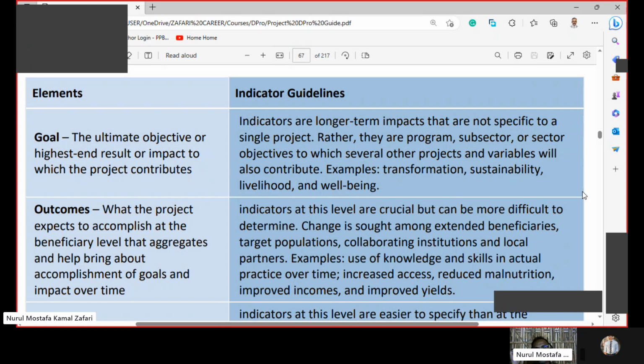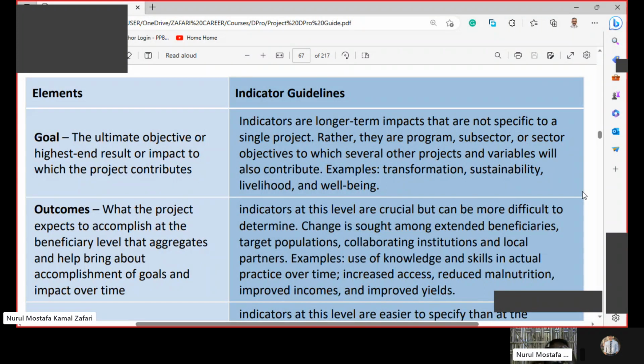And indicators at this level are crucial, but can be more difficult to determine. Change is sought among extended beneficiaries, target populations, collaborating institutions, and local partners. Examples: use of knowledge and skills in actual practice over time, increased access, reduced malnutrition, improved incomes, and improved yields.